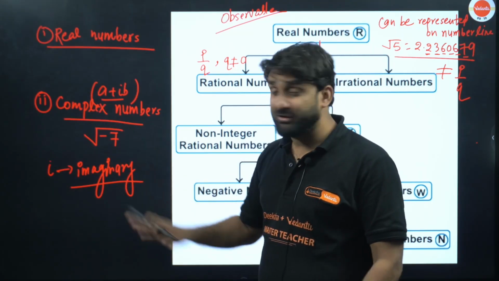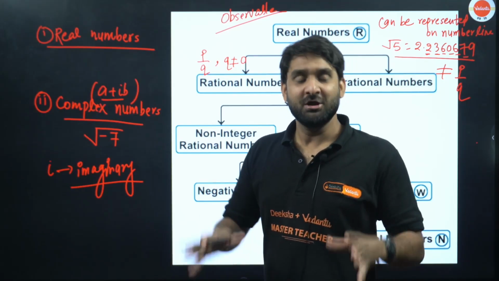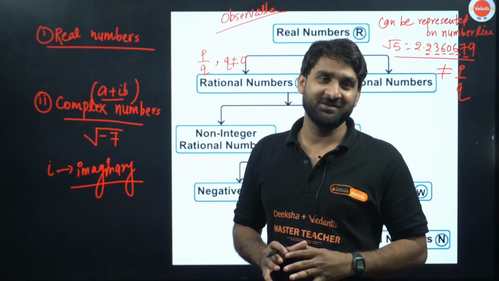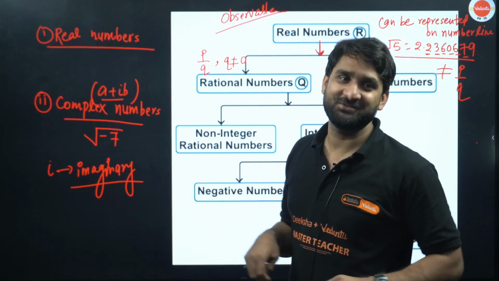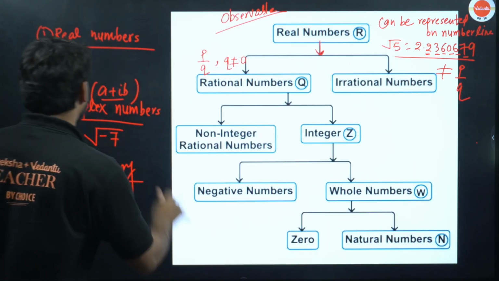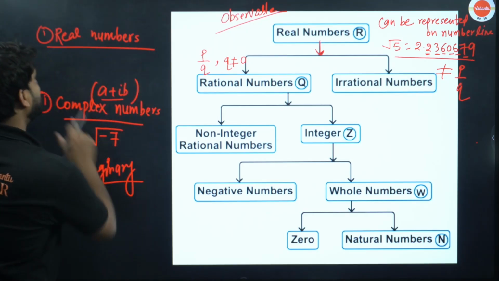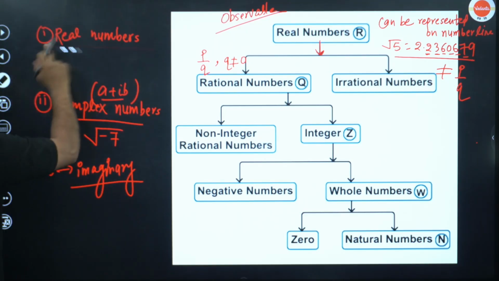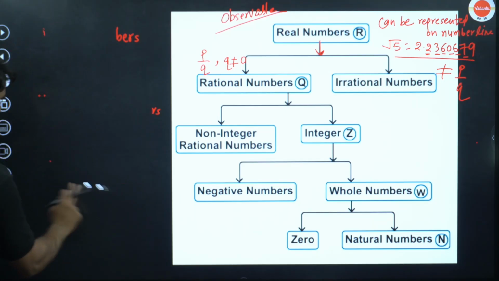So root minus 7 is not observable. Its existence is not possible, but still we study it in mathematics, keeping root minus 7 in the category of complex numbers. So there are two types of numbers. I hope you are getting my point. But don't focus on this. Don't get confused, champions. You will be studying these things in higher standards. Let me erase this, otherwise you will be getting confused. Okay, I hope this is clear to you all.